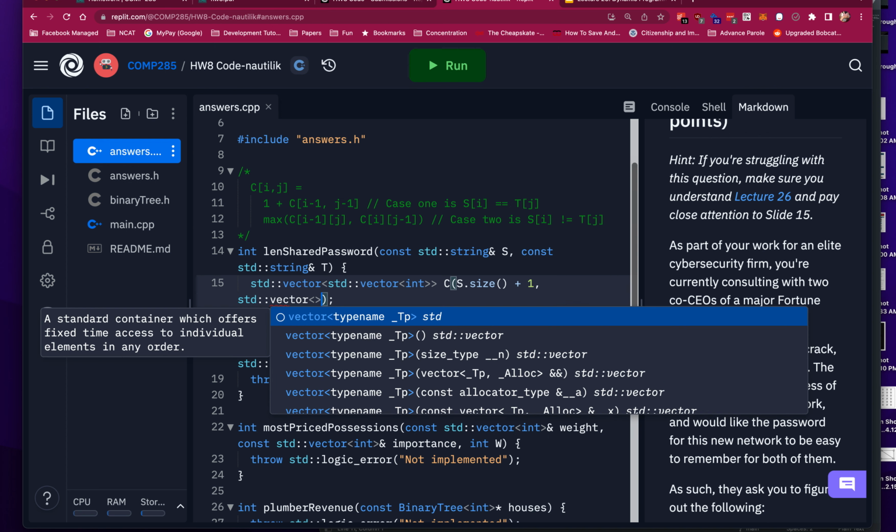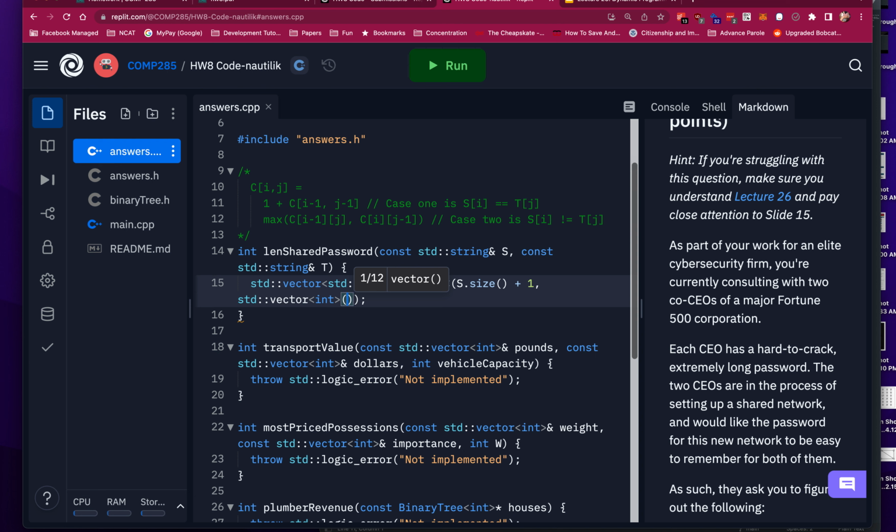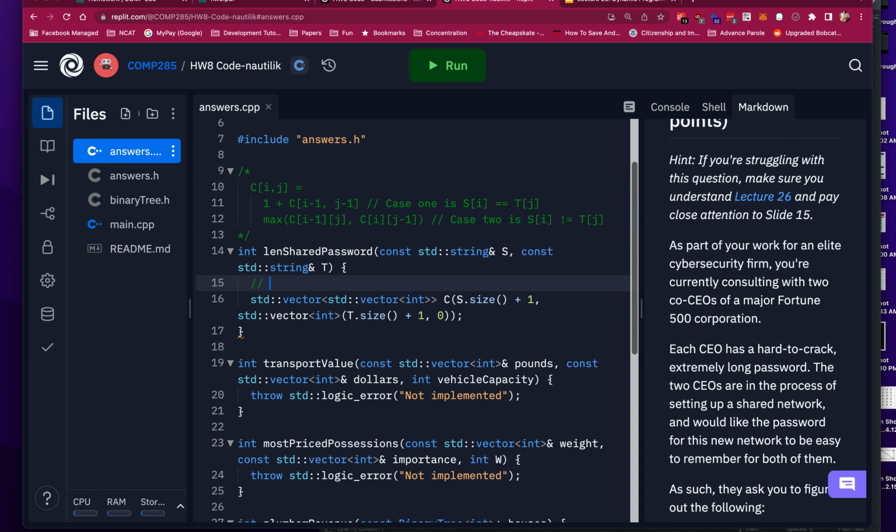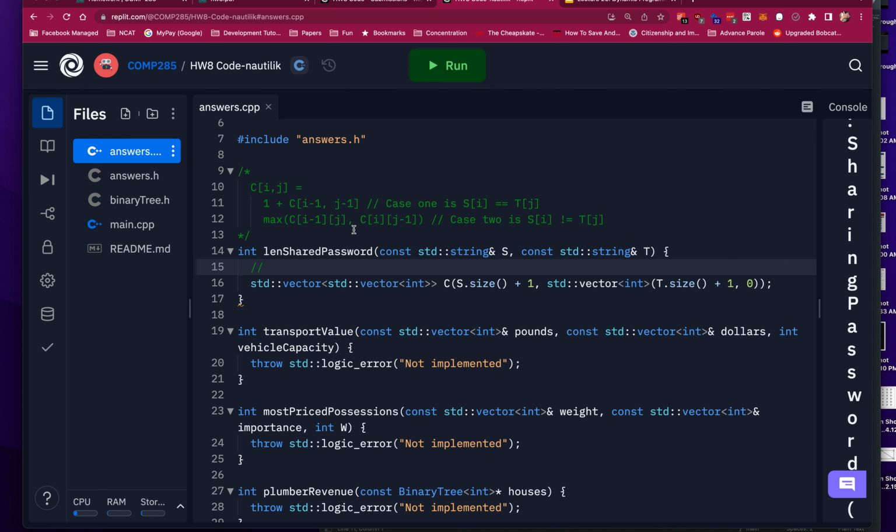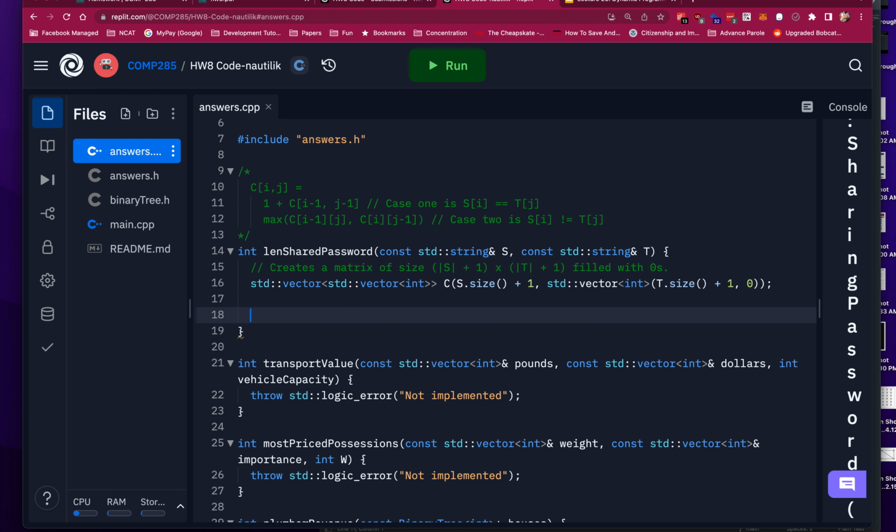This is the syntax for creating a matrix of a bunch of zeros of size s plus 1 by t plus 1, so t dot size plus 1. This one line of code creates a matrix of size length s plus 1 by length t plus 1 filled with zeros. That actually covers our base cases. So now we just fill it in.